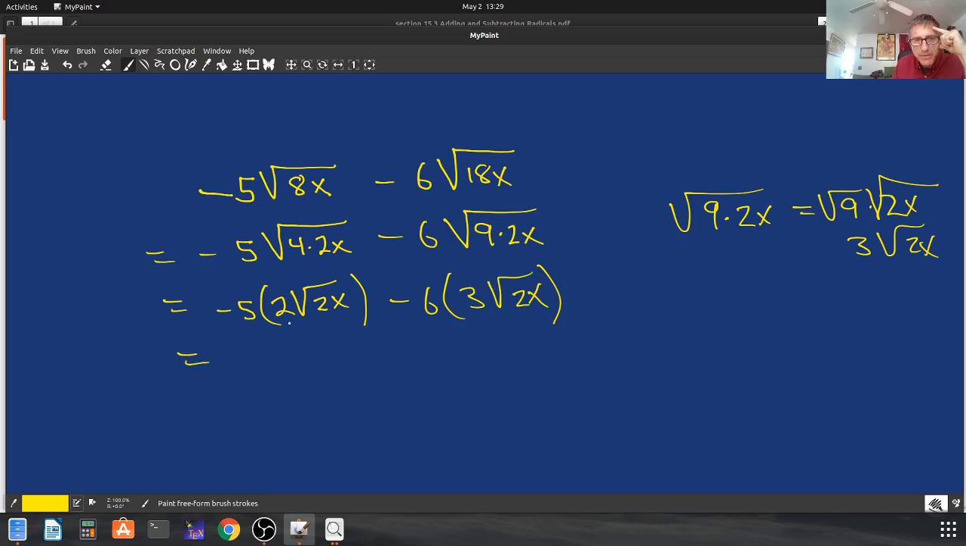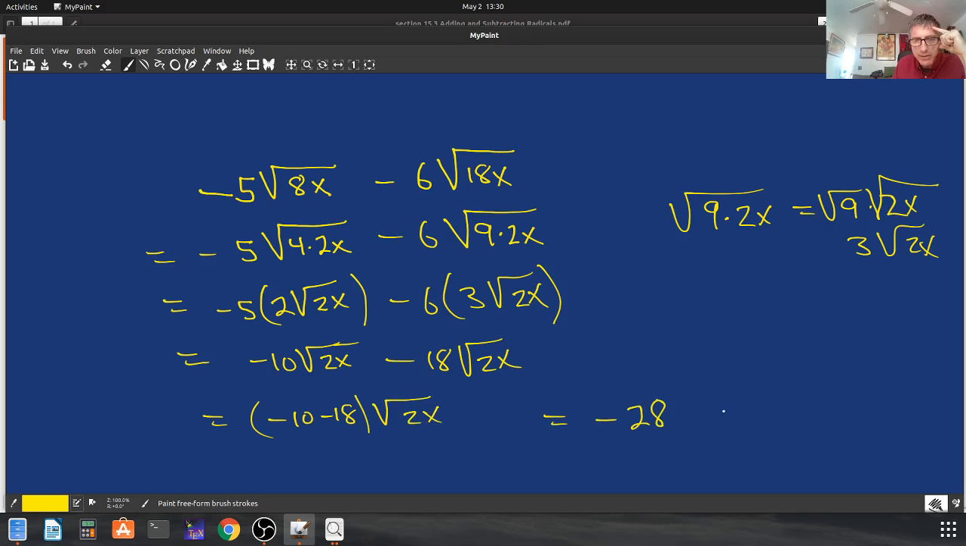So minus 5 times 2 is minus 10 square root of 2x. Minus 6 times 3 is minus 18 square root of 2x. These are like radicals. So that's the same as minus 10 minus 18 times the square root of 2x. Minus 10 minus 18 is minus 28 on the square root of 2x.